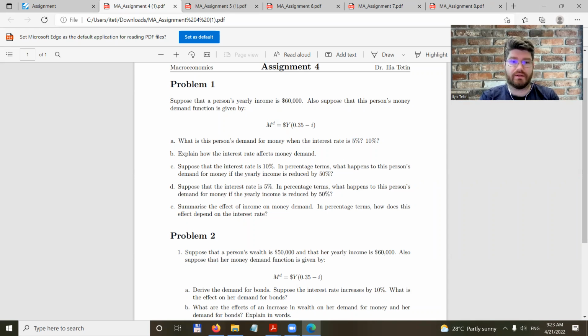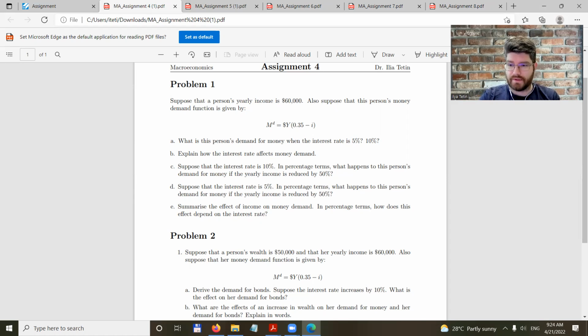Let's say that we have a 1% increase in income, it leads to a 1% increase in money demand. So this effect is independent of interest rate. The same kind of effect, let's say a 1% decrease in income, also leads to a 1% decrease in money demand. So the effect is straightforward.